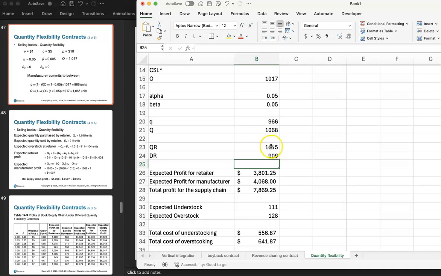So that's how much you have. That's the value of QR. Next, you get the value of DR. Then you get the expected overstock at the retailer. Expected overstock.